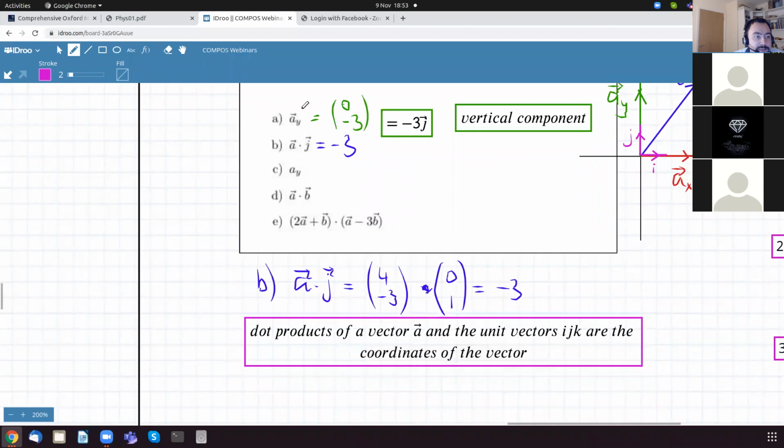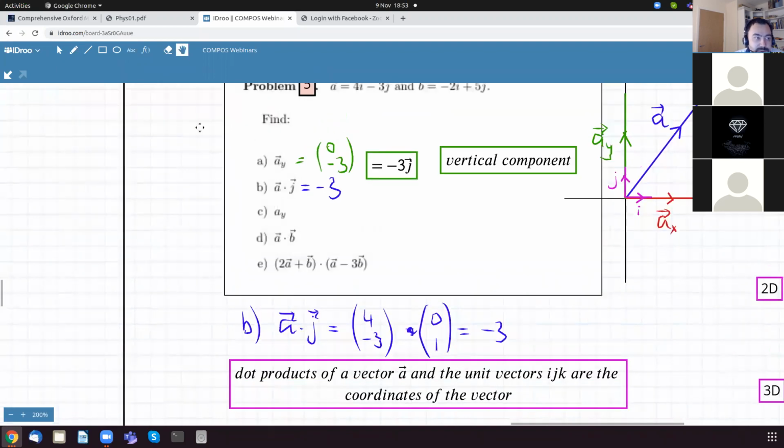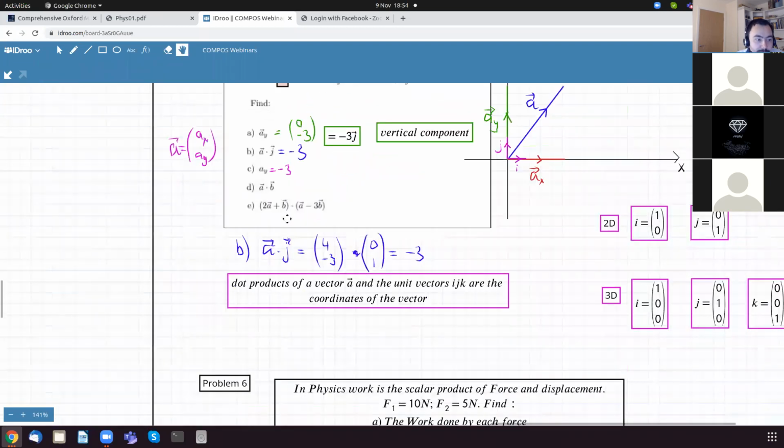So what's the difference between AY vector and AY? Well, AY is simply the component, which is minus 3, because vector A can be written as AX and AY. So it's the component. So it's also minus 3.